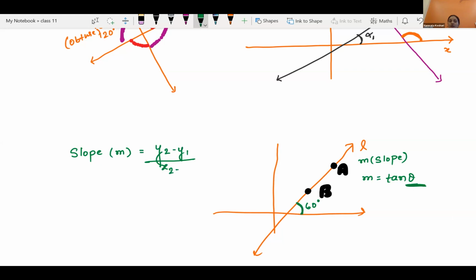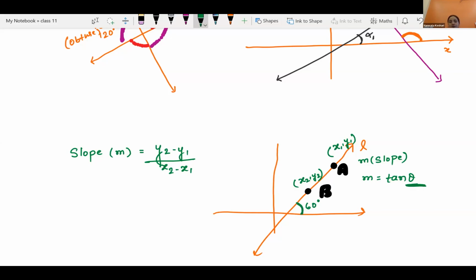Now, if you are thinking what is x2, what is y2, the coordinates will be given. A coordinate you can take as x1, y1, B coordinate you can take as x2, y2. With the help of these coordinates, we can find the slope. Slope can be a whole number or a fractional number. That number is just representing how much our line is inclined with the positive x-axis.